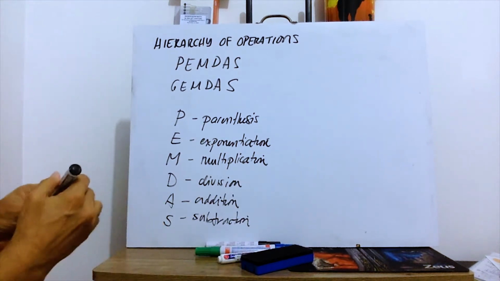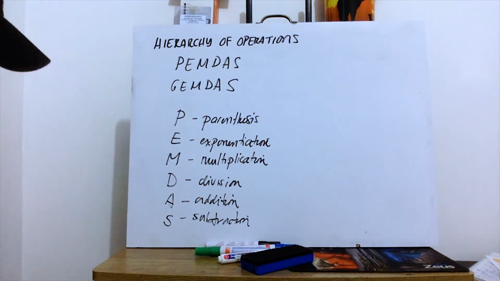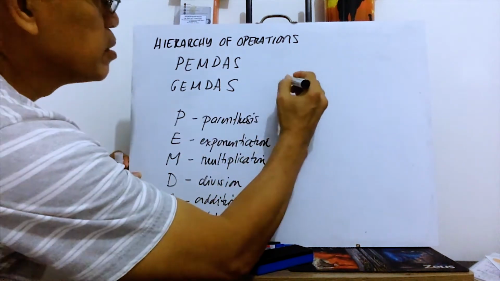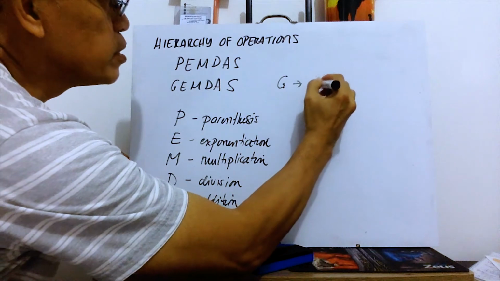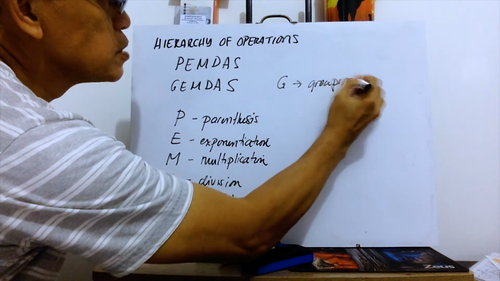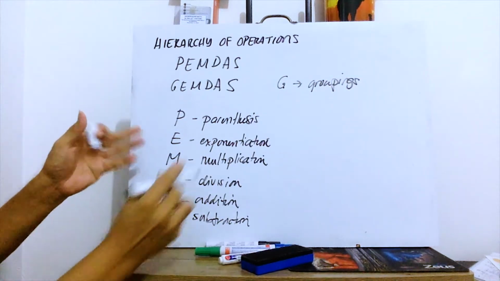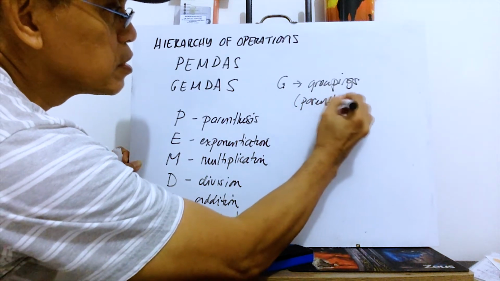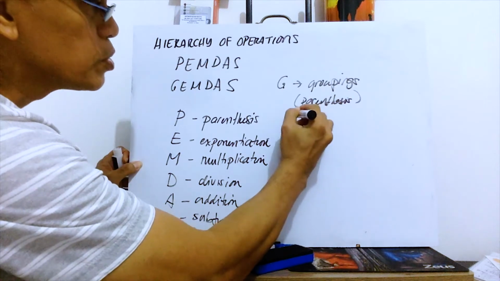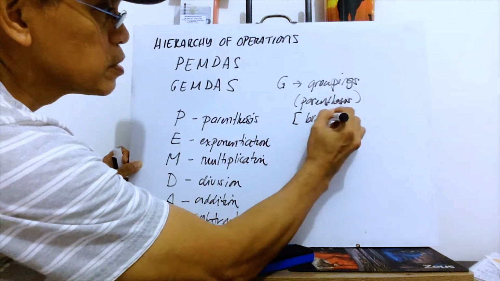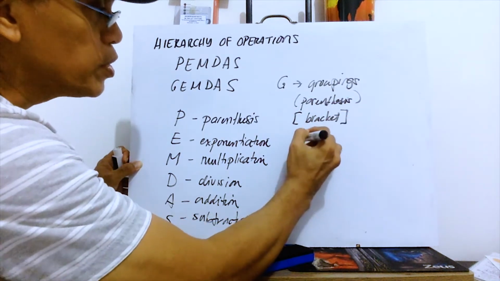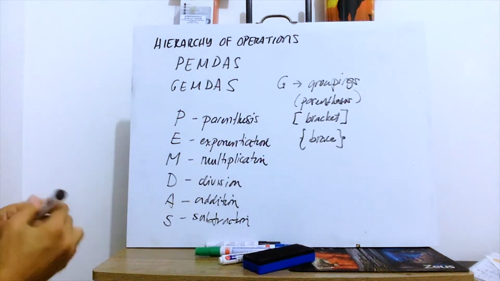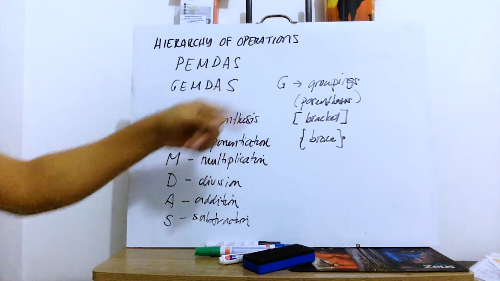Now, why is this G? When we use G, it's actually groupings. Because aside from parentheses, we also use bracket or brace. So this is more general.